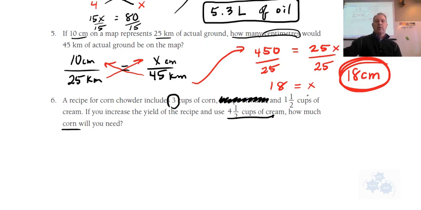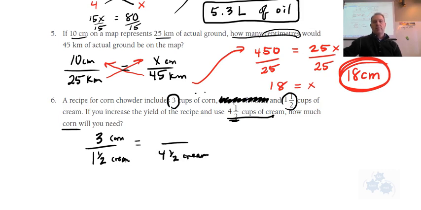So the ratio that we know of is 3 to 1.5. So watch this. 3 to 1.5. I'm going to set that up as a ratio. And then over here, that's corn on top, cream on the bottom. And so 4.5 cups of cream goes here on the bottom with the cream. And we don't know how much corn we need. You see that? So if we get rid of these units, now that we have them straight, it's 3 to 1.5 equals x to 4.5.